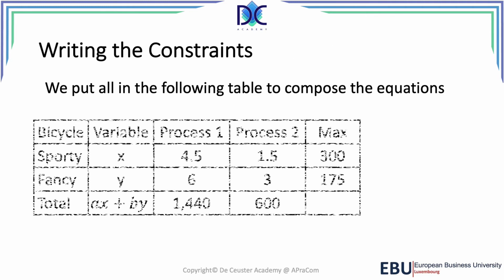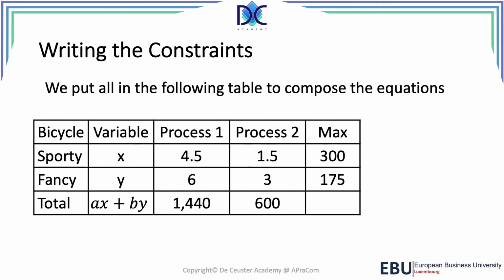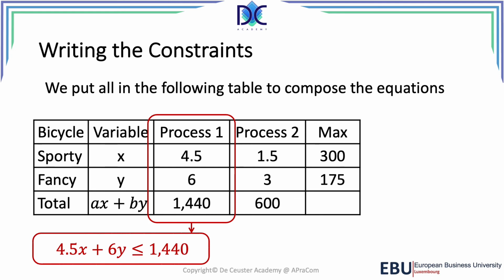Now we put everything in a table, we work in a structured way, so we find all the different elements. Sporty is variable X, fancy is variable Y, and we have the different processes here. So for process 1 we can say that the expression becomes 4.5x plus 6y smaller or equal than 1,440 hours. That's just saying when I'm applying process 1, I have not more than 1,440 hours. For x, for sporty, we need 4.5 hours, for fancy we need 6 hours, and the combination of the two gives in fact that first equation.